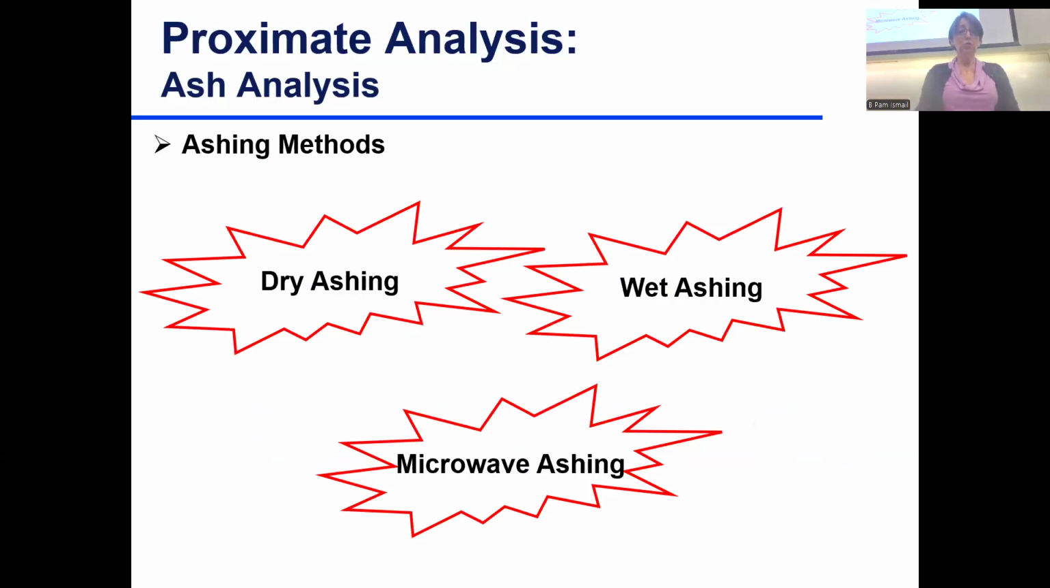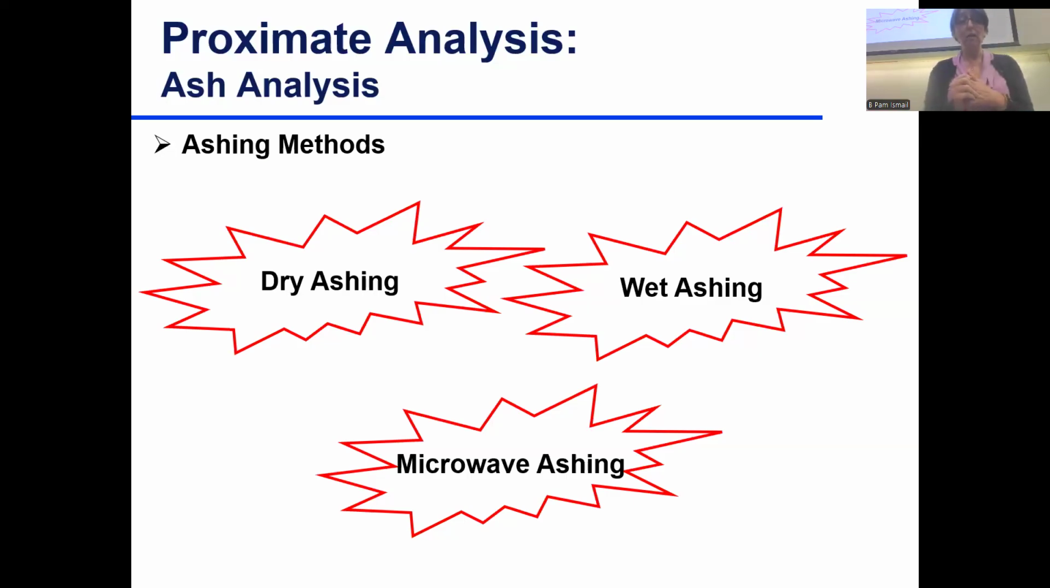So there are two most common methods for ashing: dry ashing and wet ashing, and there's microwave ashing that could also be dry or wet. So dry ashing is just putting your sample at high temperature, and then all the organic matter combusts, burns off. And then you're left with the inorganic matter.